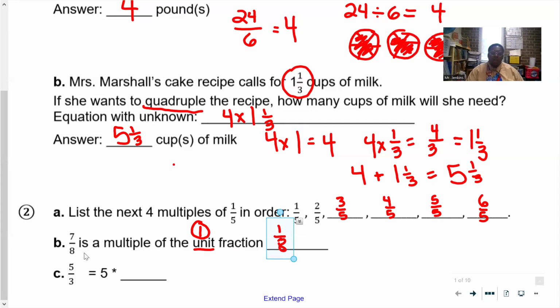And then part C, we have the answer or the improper fraction, which is 5/3, and that is equal to 5 times a fraction. So 5 times what would give us 5/3? I'm going to keep my denominator the same. 5 times 1 is 5, so it should be 5 times my unit fraction 1/3 would give us 5/3.